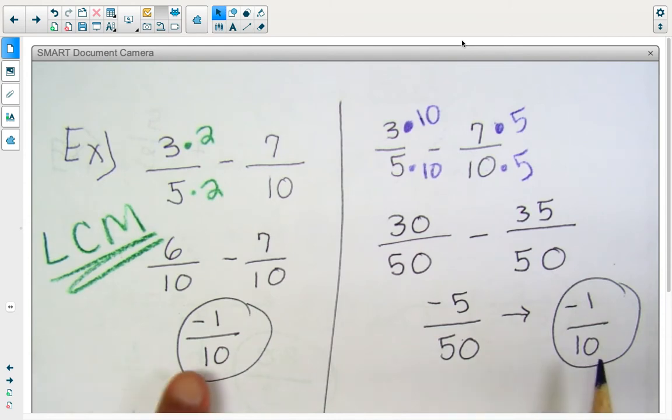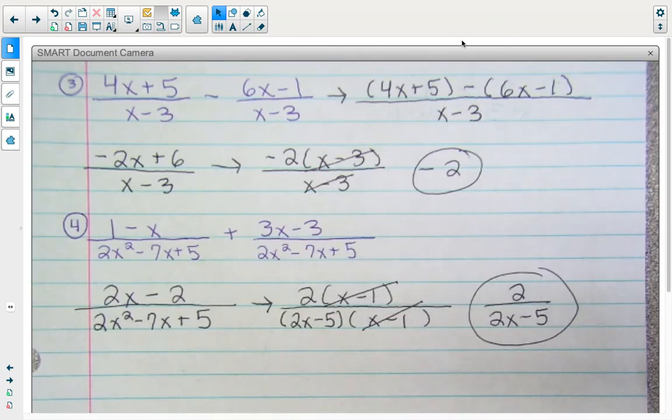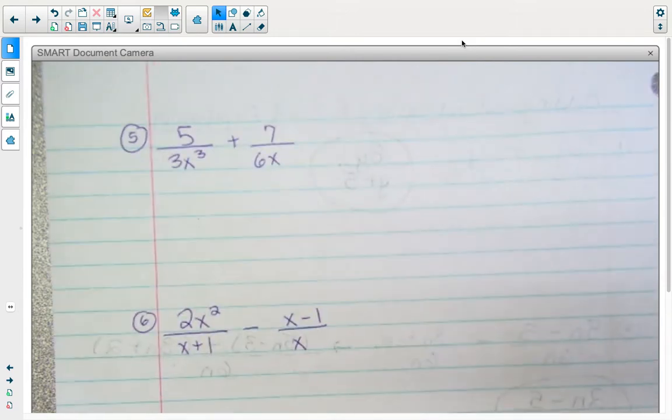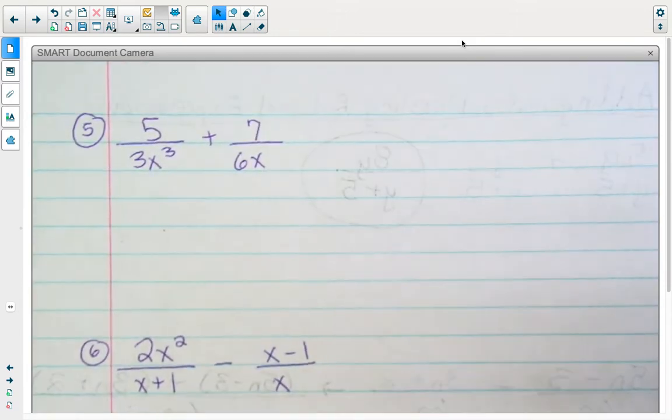Either way, you're going to get the same answer. So let's do some problems back in our Math 3 world that do not have the same denominators so that we can talk about how to make the denominators be the same. So let's start with number 5. This is the first one we've seen where the denominator is not the same, and that's okay.